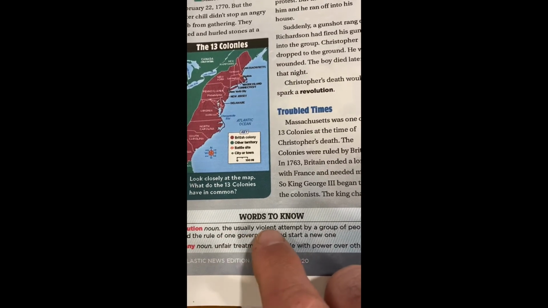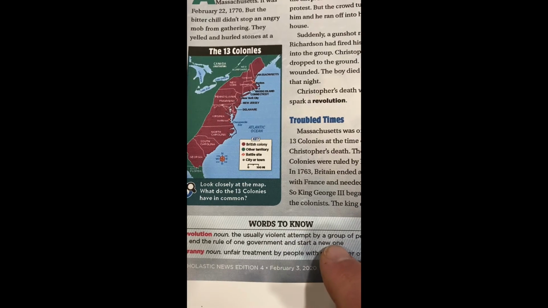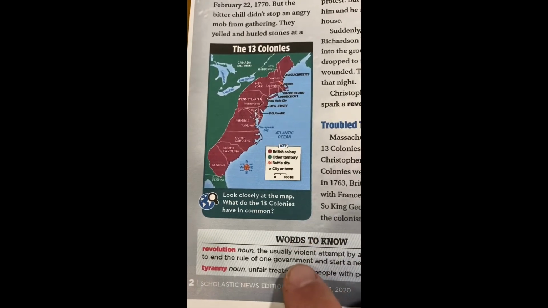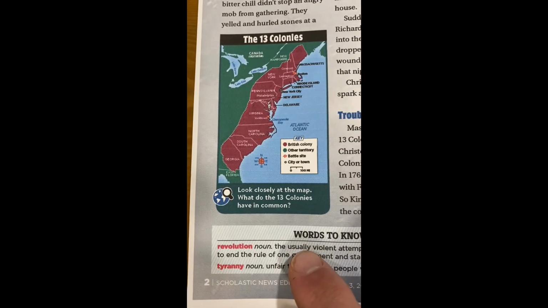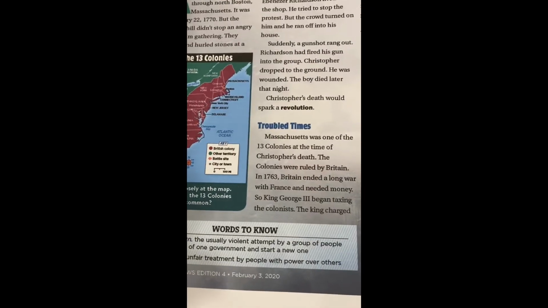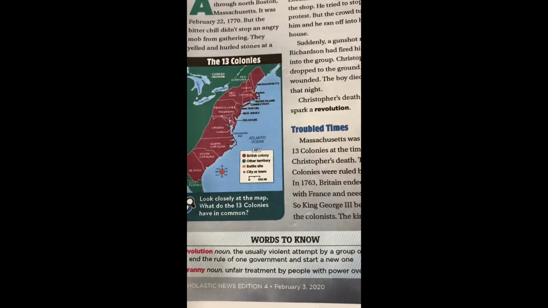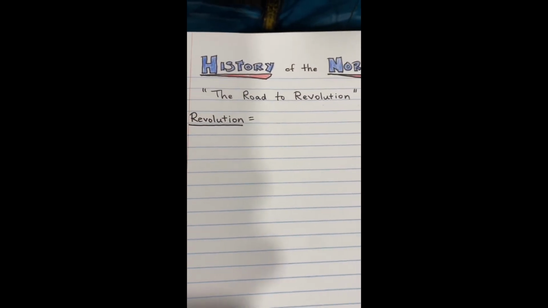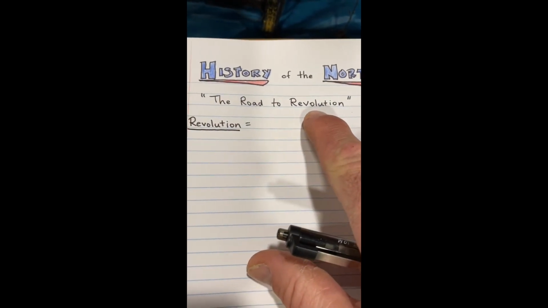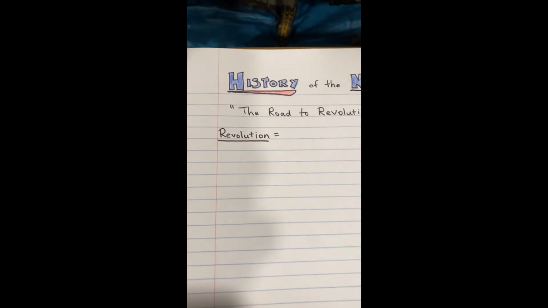It says the usually violent attempt by a group of people to end the rule of one government and start a new one. Usually violent. So not always, but usually violent attempt for one group of people to end the rule of another and to start a new government. So I'm going to put that into my notes because it's a fairly important word, especially with the title of this reading called The Road to Revolution. We need to understand what revolution is.